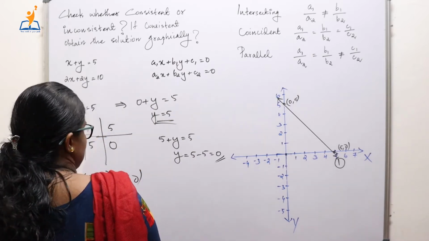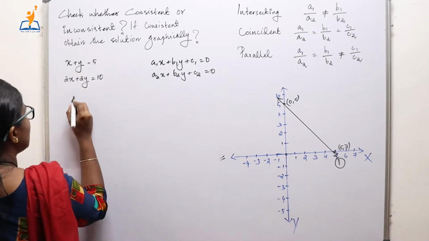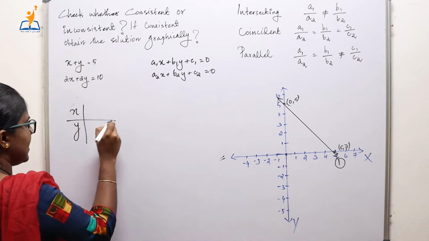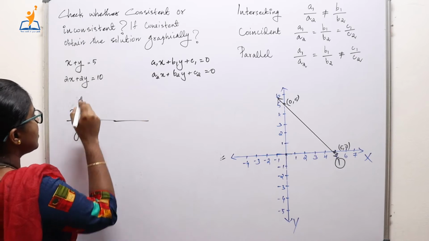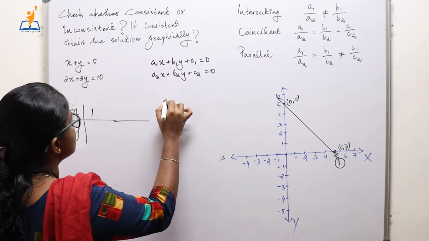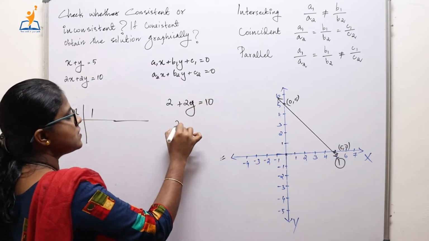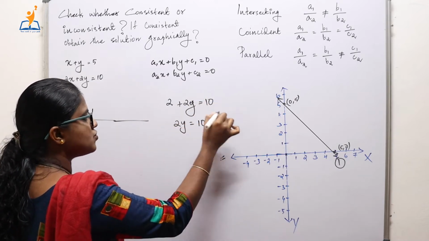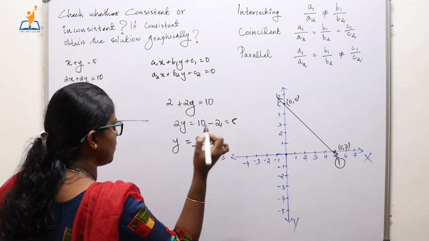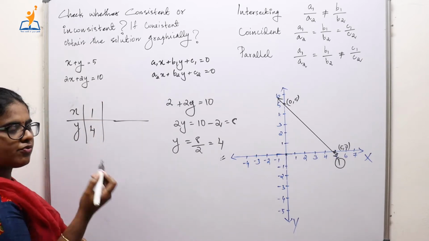Now we have to go for the second equation, that is 2x plus 2y equals 10. We can go for the solution table, and for that we put random values for x and find the values of y. For example, let's put x equal to 1. Then we have 2 plus 2y equals 10, so 2y becomes 10 minus 2, which is 8, and y becomes 8 by 2, that is 4. So when x is 1, y is 4. Now we will go for another solution.